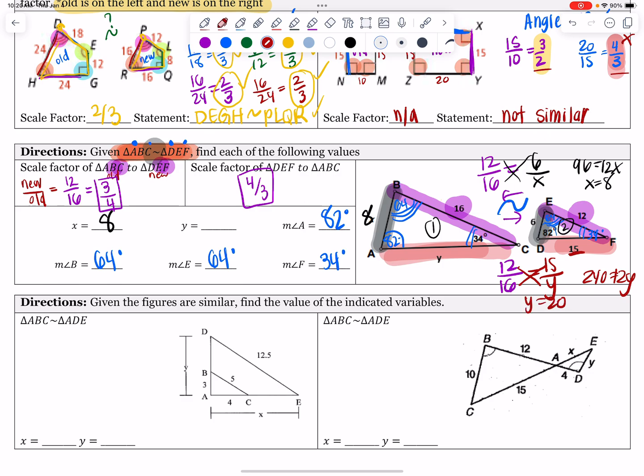y equals 20. Go put that in the picture and make sure that it makes sense. 20 and y. Yes, so y is going to have a value of 20. Y equals 20. That's the longest side in that triangle, so it should be bigger than the 16 and the 8, which it is.